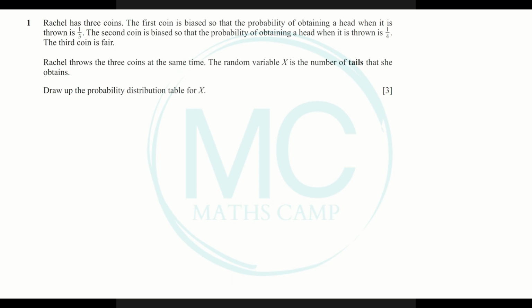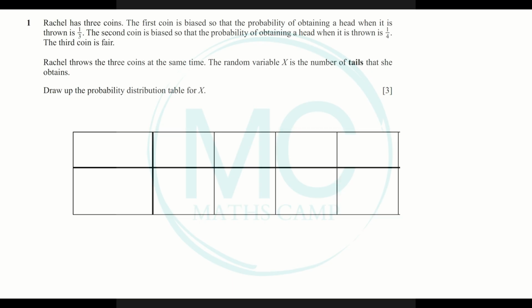X is the number of tails that Rachel obtains. So let's start with our table. In our top row, we have x, and our bottom row, we say the probability that X is equal to x. Rachel has 3 coins, and we need to consider the number of tails from those coins. We could have no tails at all, 1 tail, 2 tails, or tails from all 3 coins.